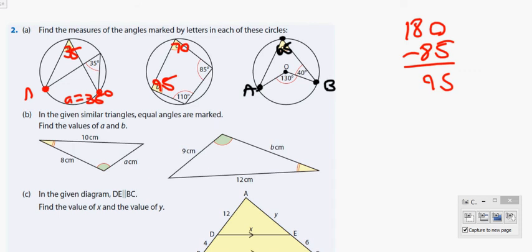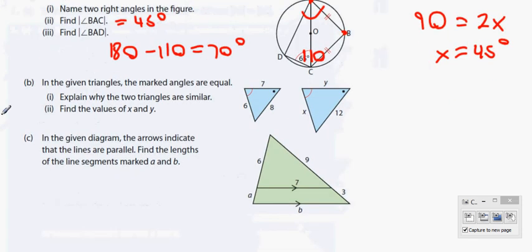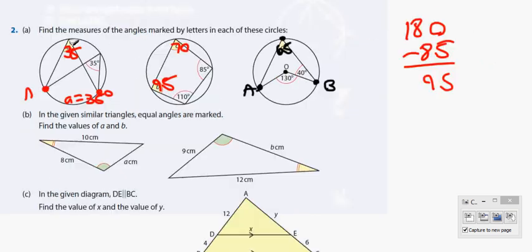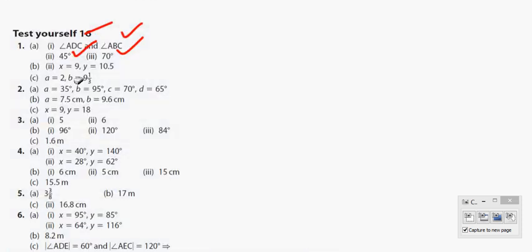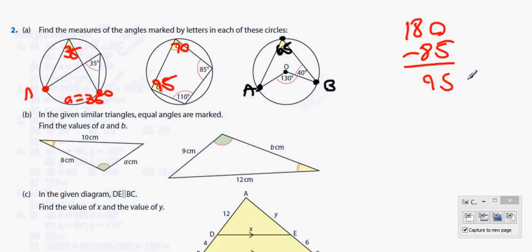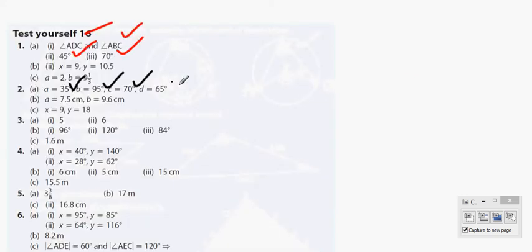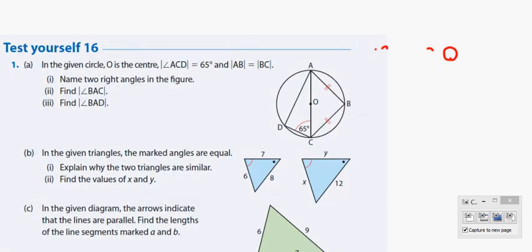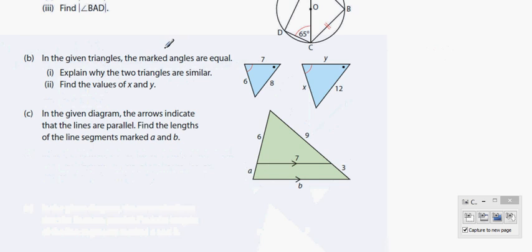Okay, just have to remember that I skipped part B down here, so I actually have to do part B of this question. But before I do part B, 1B, I'll just check my answers. 35, 95, 70. And angle D being 65 degrees, which is also correct. Okay, next one we're going to look at is 1B. Sorry about the confusion. In the given triangles, the marked angles are equal.